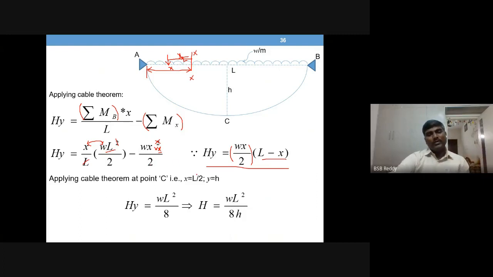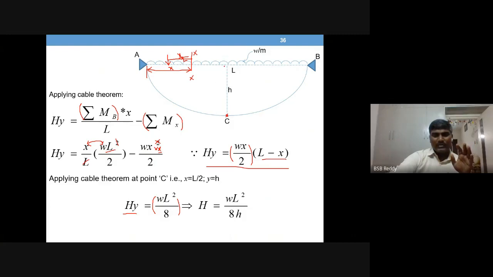Okay, right. Now apply cable theorem at point C. So this is the point that is selected. So apply cable theorem at this point. Right. So cable theorem, if you want to apply, what do you need to do? H into y is equal to the right hand side, sum of all moments about this point only due to loads. Okay, only due to loads, right?